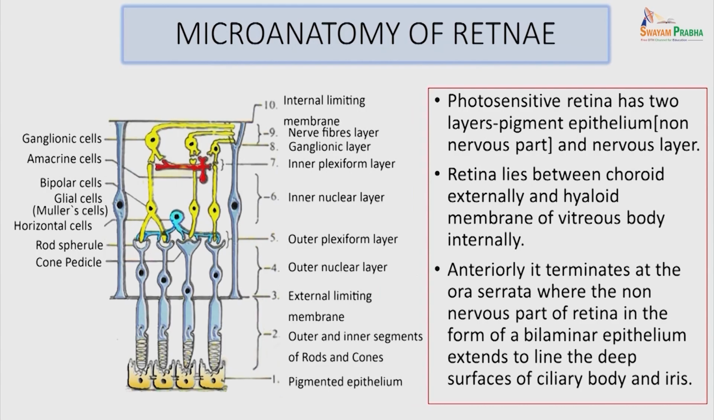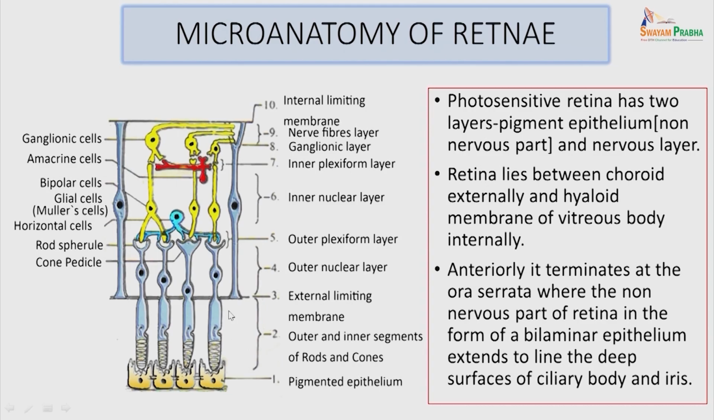We are going to learn the microanatomy of retina, and here is the diagrammatic representation of the microscopic picture of the retina. Retina is photosensitive and has two layers: pigment epithelium, that is a non-nervous part, and the nervous layer. In this diagrammatic representation, you can see the pigmented epithelium here, and the remaining part is the nervous layer of the retina.